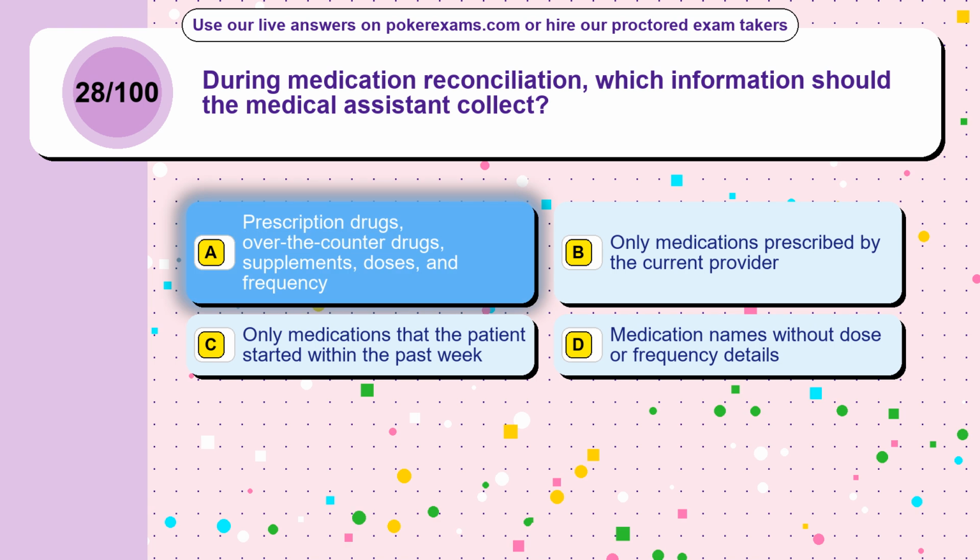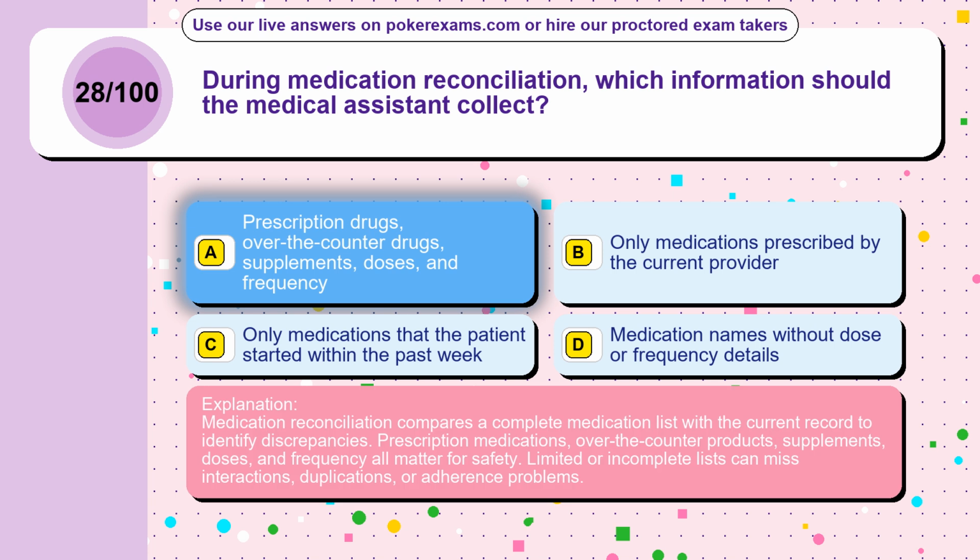The correct answer is option A, prescription drugs, over-the-counter drugs, supplements, doses, and frequency. Medication reconciliation compares a complete medication list with the current record to identify discrepancies. Prescription medications, over-the-counter products, supplements, doses, and frequency all matter for safety. Limited or incomplete lists can miss interactions, duplications, or adherence problems.